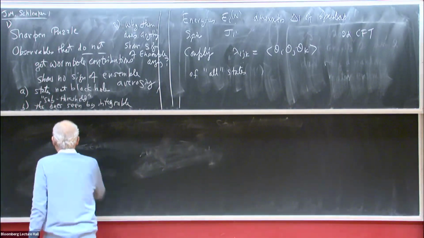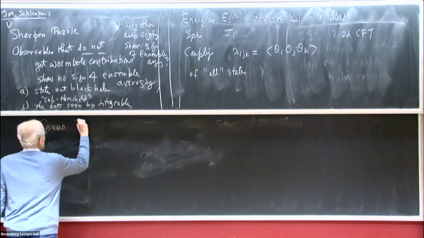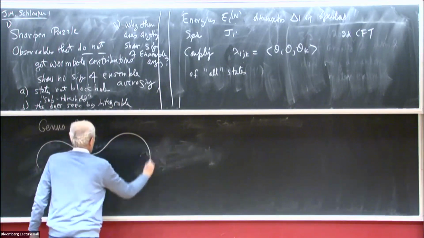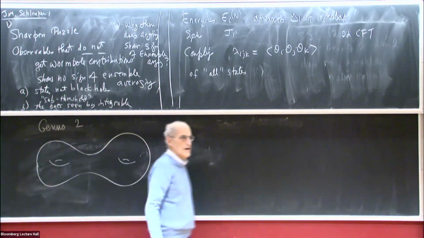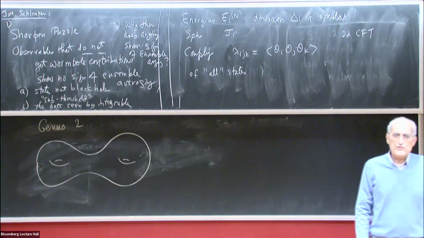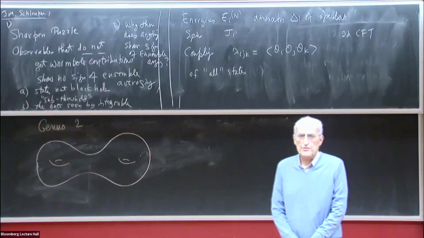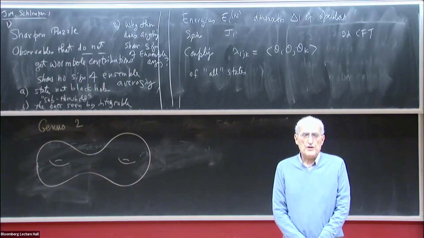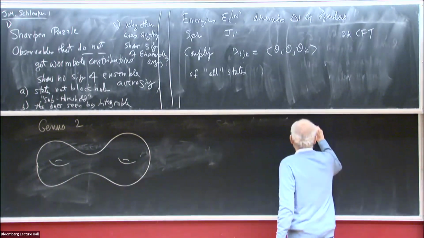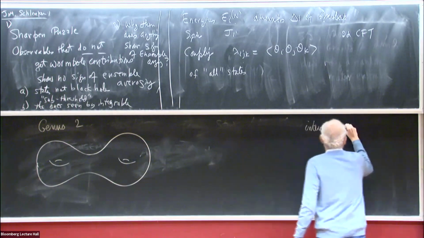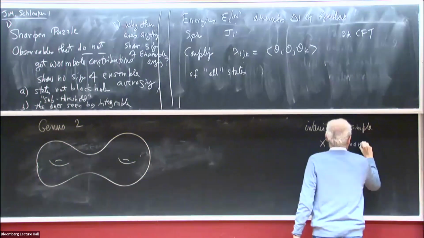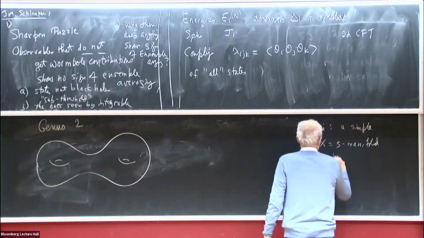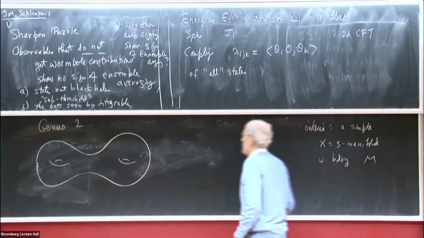So as an example, we could take the genus 2 partition function. I'm drawing on the blackboard a Riemann surface of genus 2. And when I draw it, the picture actually suggests a way to embed that Riemann surface in R3. And that suggests a 3-manifold whose boundary is the given Riemann surface, namely the interior. So the interior is a simple 3-manifold X with boundary the 2-manifold M.